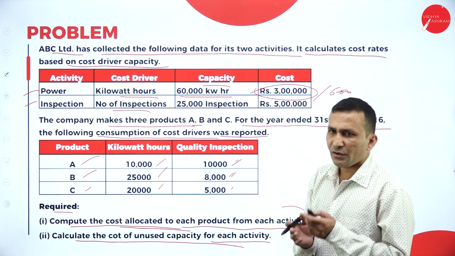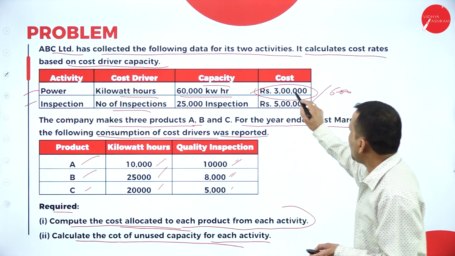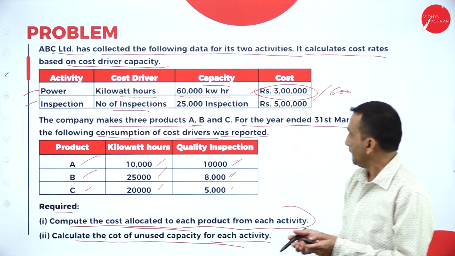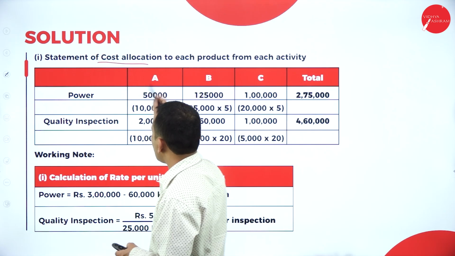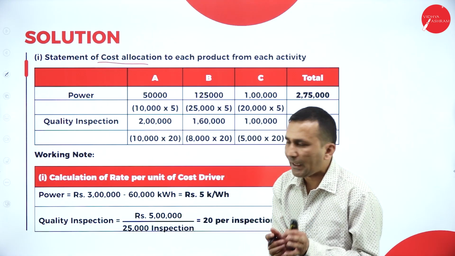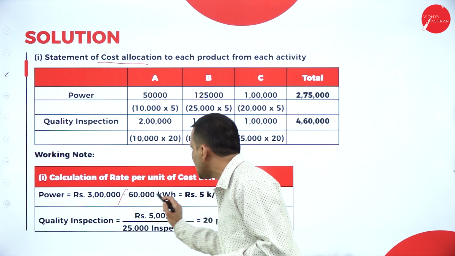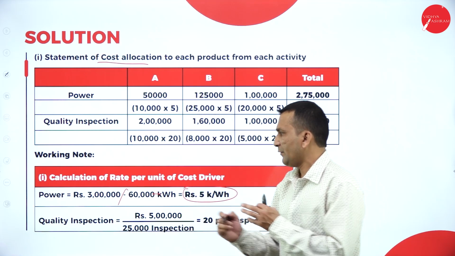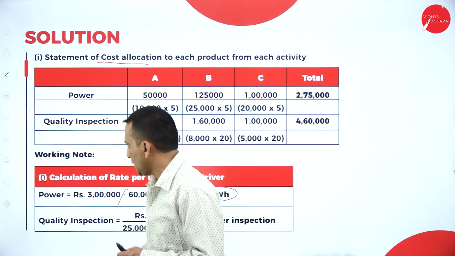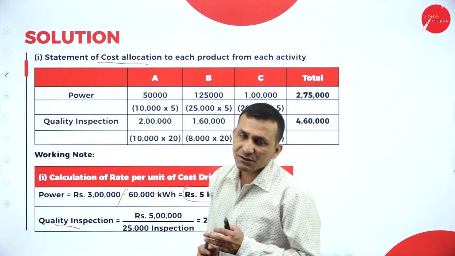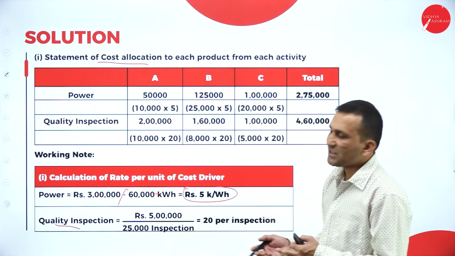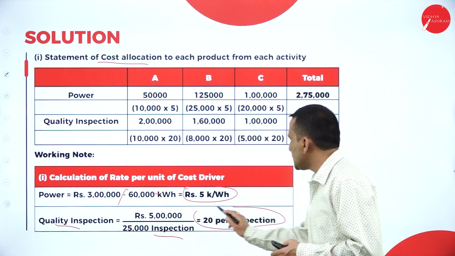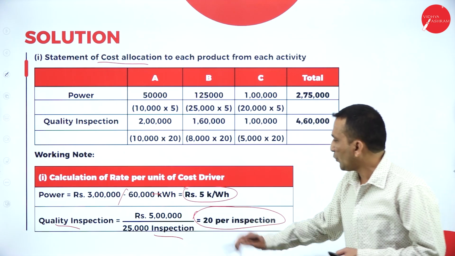The first and foremost thing, we need to find out the rate. 3 lakh divided by 60,000, and 5 lakh divided by 25,000, what rate are we getting? In the statement of cost allocation, first we calculate the rate. So 3 lakh divided by 60,000 gives rupees 5 per kilowatt hour. Once we get that rate, next we go for quality inspection. Again the 5 lakhs value is given, divided by 25,000 inspections done. So 20 per inspection is the cost we are charging, so 20 and 5.